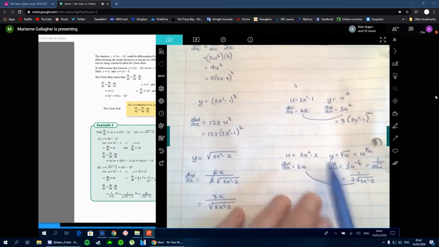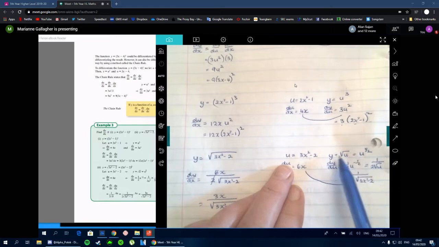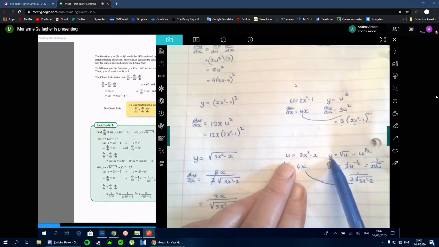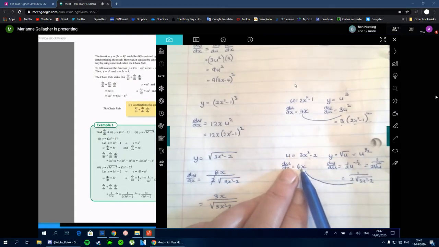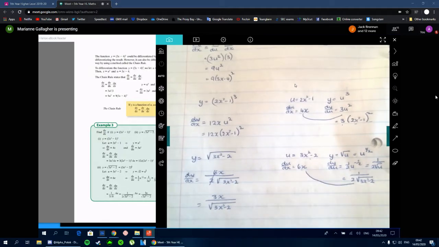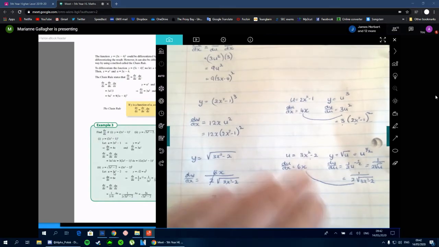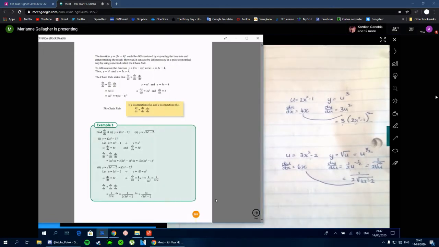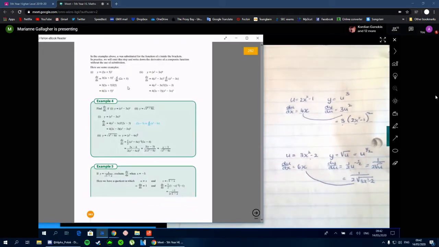Okay, so you just write down your two, you have a u and a y. Once you decide what u is, you can rewrite y in terms of u. And then you differentiate u with respect to x, y with respect to u, and you multiply the answers and sub back in your u. And that's the chain rule. Later on, when you get good at it, you'll be able to skip all this and jump straight to here, but we're not going to worry about that just yet. We're just going to practice for now.